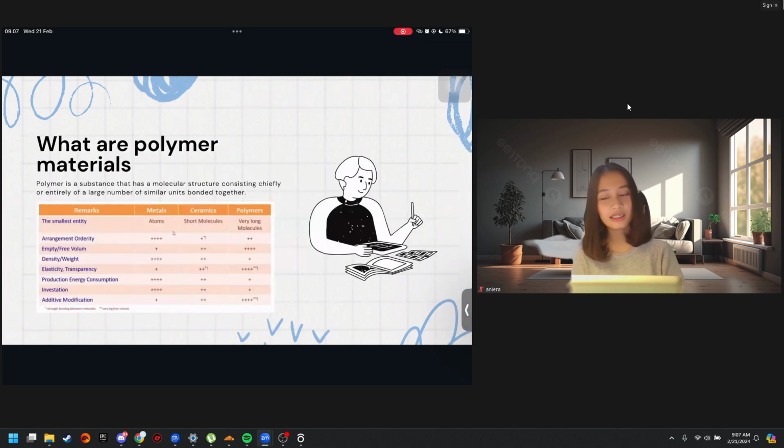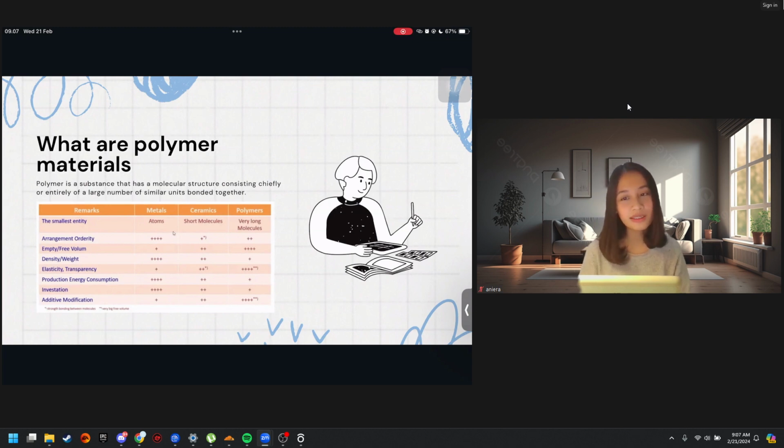So first thing we're going to discuss is what are polymer materials. A polymer is a substance that has a molecular structure consisting chiefly or entirely of a large number of similar units bonded together. Here are the differences between polymers and other materials such as metals and ceramics. Here you can see the density, weight, plasticity, additive modification, etc.